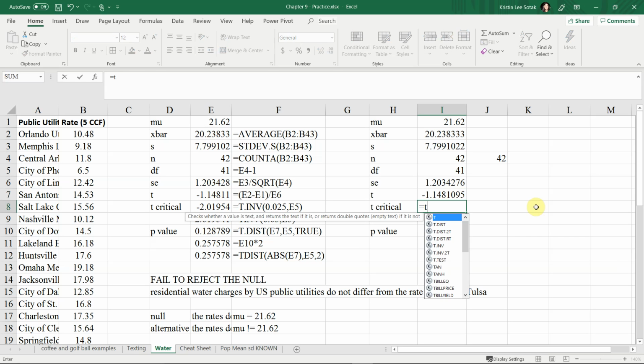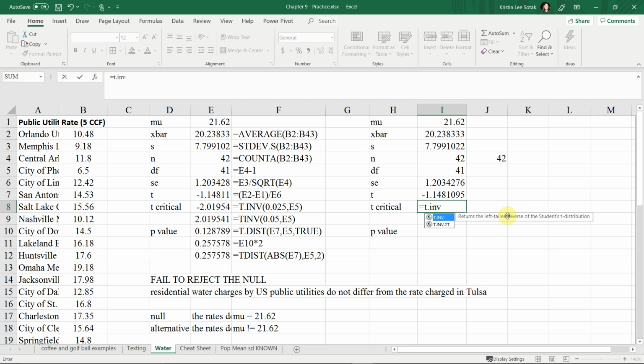We can do T.INV, right? Remember, if we use T.DIST, that's going to give us a probability, but we don't want a probability. So we know we have to use the inverse function. This returns the left tail of the Student's t-distribution, so it's giving us the value to the left.